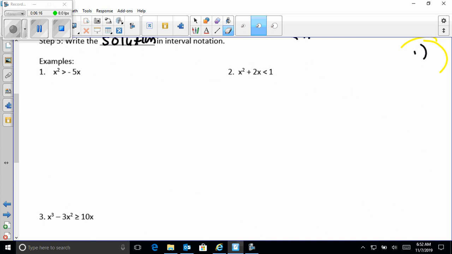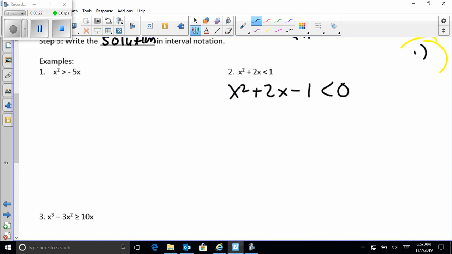So we're going to get everything on the same side. So x squared plus 2x minus 1 is going to be less than 0. This time we're looking for negative regions. Trying to factor that's not going to work, so I'm going to have to use the quadratic formula.